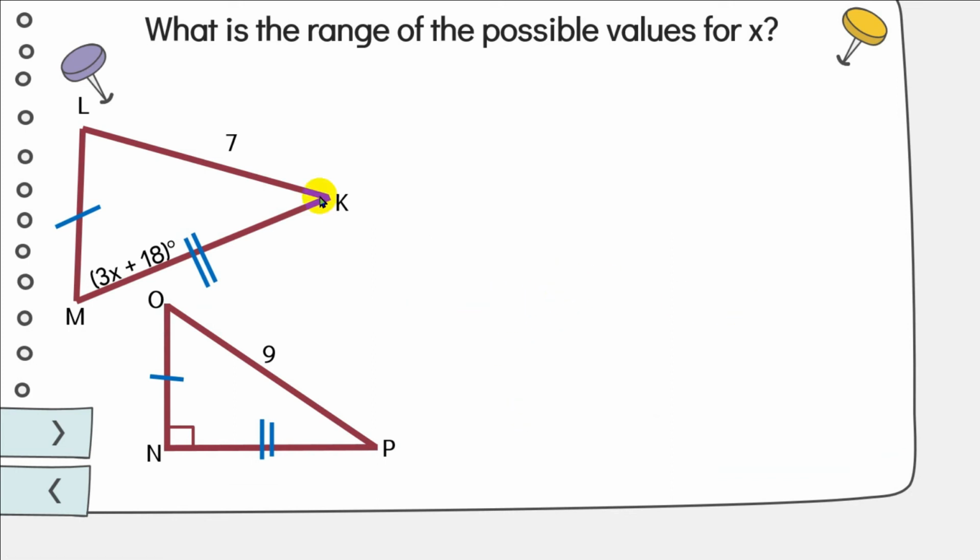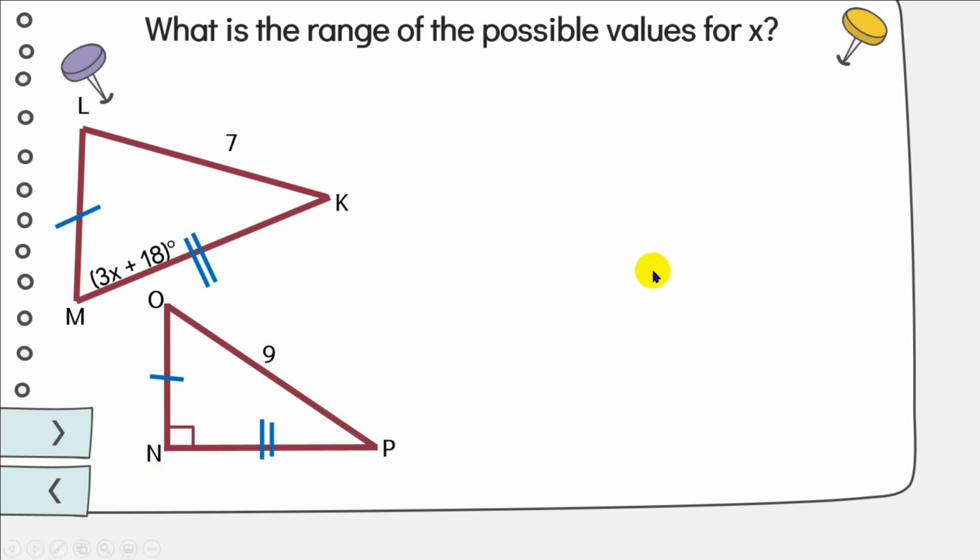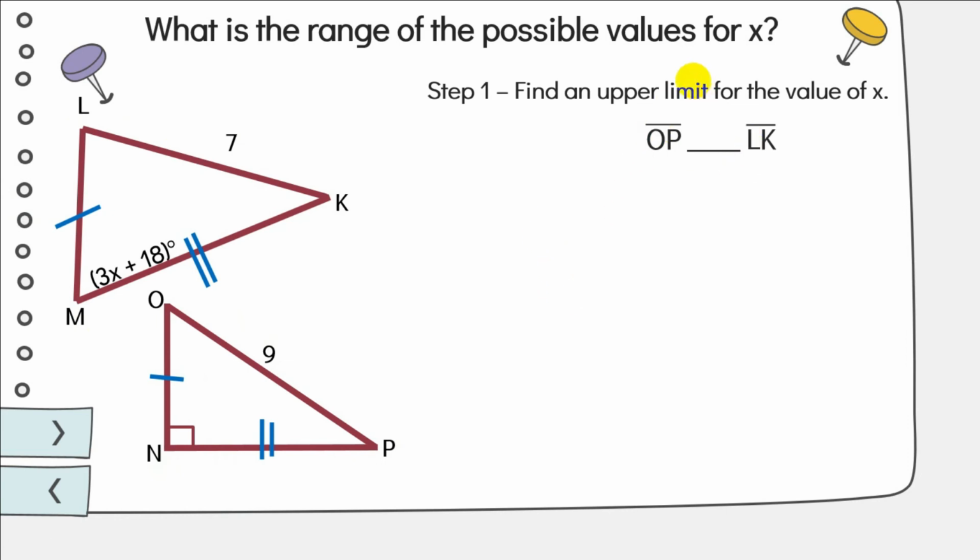Here we have these two triangles, LMK and triangle ONP, and the given sides are LK, which is 7, and OP, which is 9. So, to get the upper limit of the value of x, compare muna natin yung sides. So, dito, OP and LK. Kung kayo po ang ginamit nyo ay LK compared to OP, okay lang naman po yon. Same result pa rin po yung kalalabasan later on.